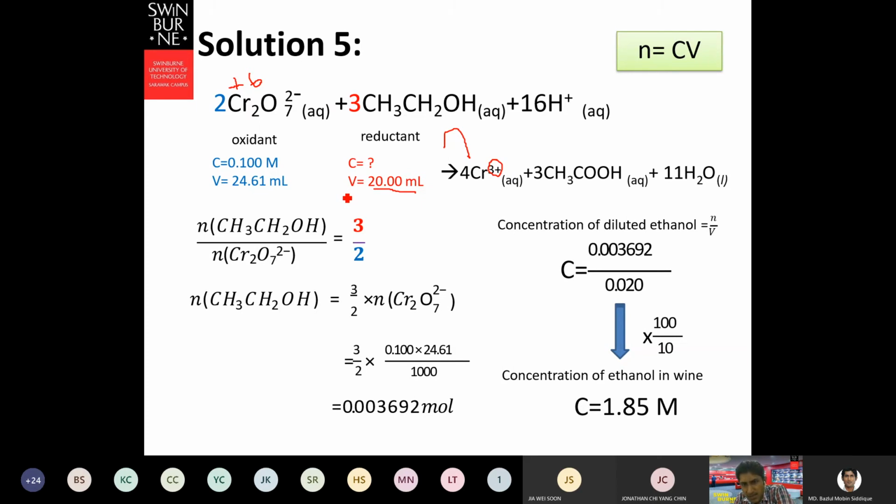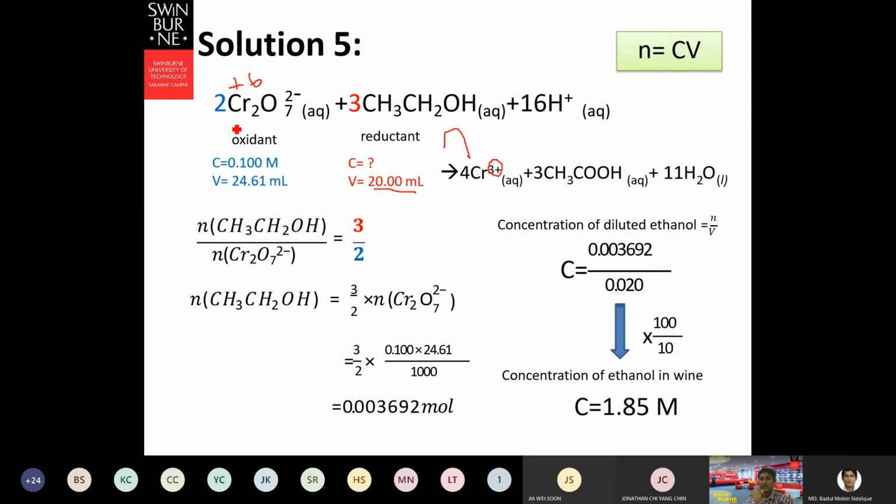Student: Professor, after the dilution, the number of moles is still the same, right? Yes, the number of moles is the same, only the concentration will change. If I take 10 milliliter of the solution, and let's say there are X moles in the 10 milliliter, if I make it to 100 milliliter, there are still X moles of that.